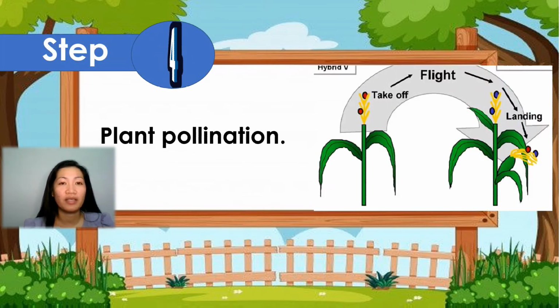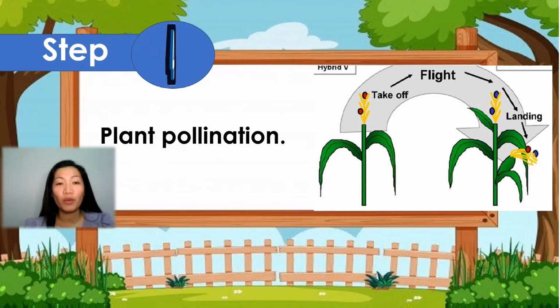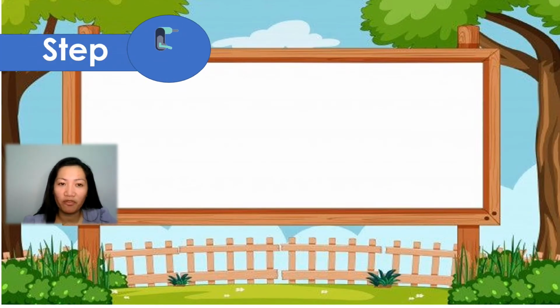Step number 4 is the plant pollination. If you can still remember, we have self-pollination, meaning the plant will just pollinate itself. Or we have also cross-pollination, so the pollen grain will be transferred from another plant through insects. It can be man also, or it can be wind, water. So that is the pollination of a flower.